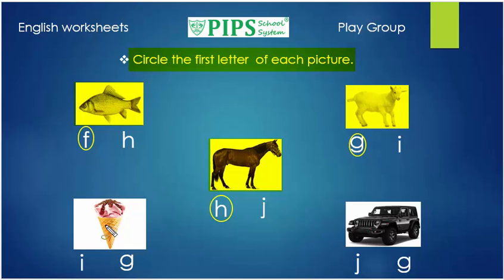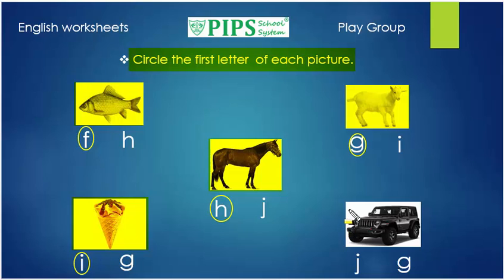The next picture is ice cream. This is an ice cream. The initial letter of ice cream is I. Sounds like E. E. Ice cream. E. Ice cream. Now we will circle the letter I like this.